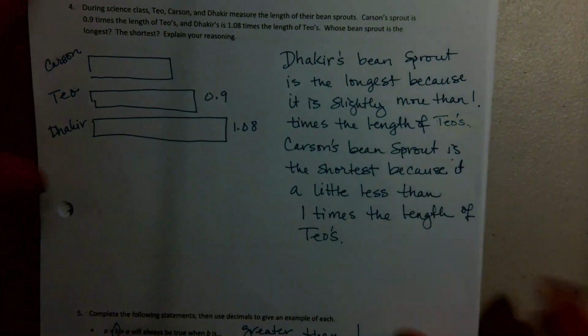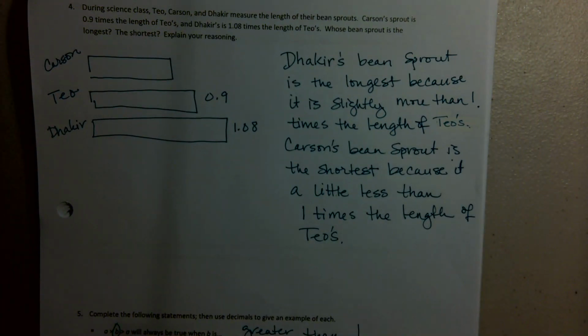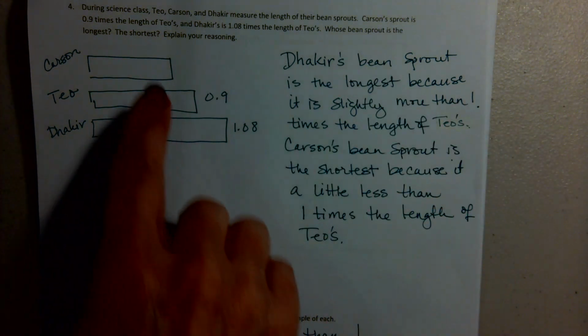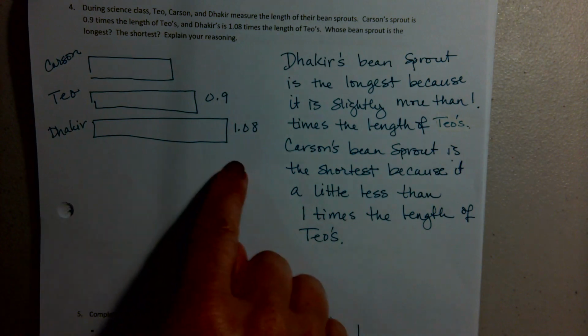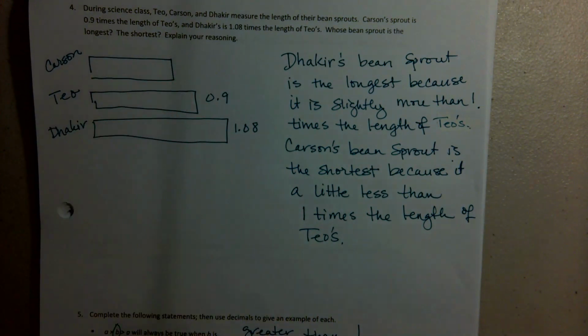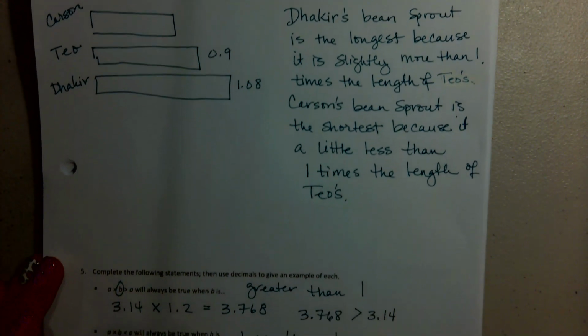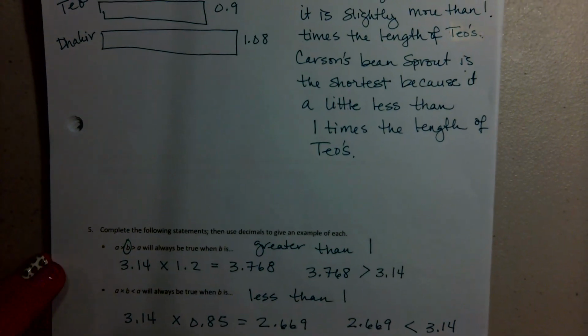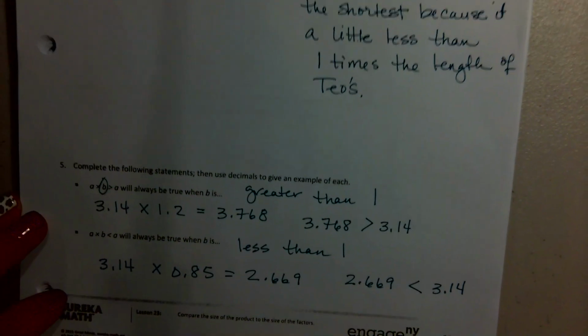Then on the back side, I didn't solve anything. I drew a picture. Dakir's bean sprout is the longest because it is slightly more than 1 times the length of Teo's. Carson's bean sprout is the shortest because it is a little less than 1 times the length of Teo's. So however you want to put that, just show the longest and the shortest. Okay?